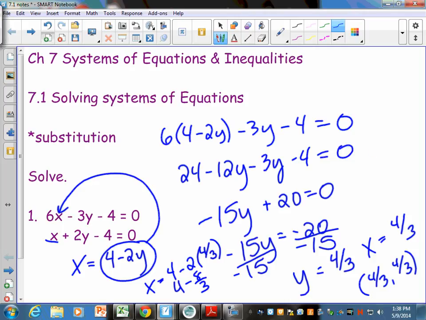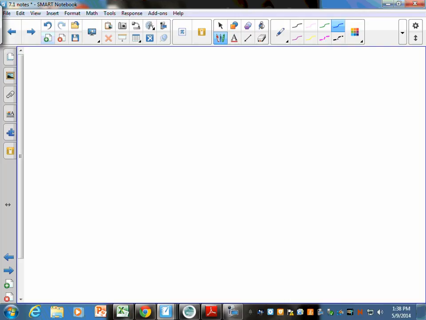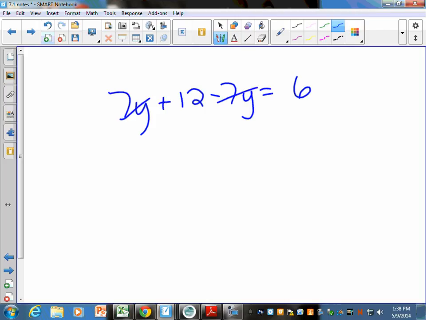If your letters drop out, I'm going to show you this because we have some issues in the second hour. If we were doing substitution, let's say we got something like 7y plus 12 minus 7y equals 6. Like you did substitution and you ended up with that. If your letters cancel out, then it's either going to be no solution or it could be infinitely many solutions. And remember, the infinitely many solutions is like if you had two of the exact same line and you graph them, they share every point.